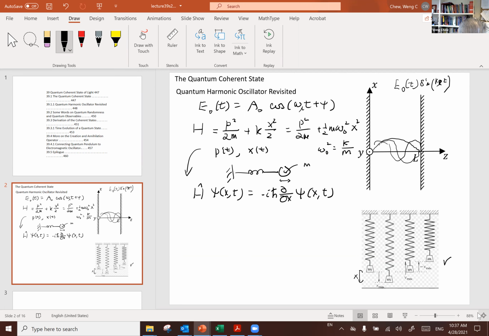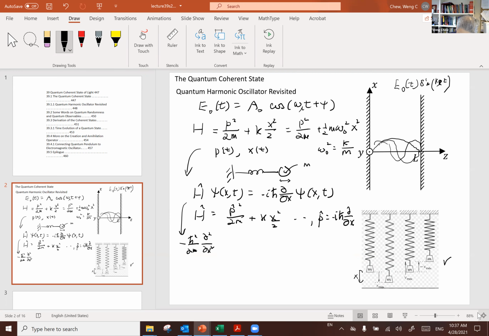And then we say that h hat is equal to p hat square over 2m plus kappa x square over 2. And then we say that p hat should be defined by an operator. It should be something looking like this. And if you use this definition, then this equation actually becomes something like a wave equation, very much like many equations that we have seen in this course.